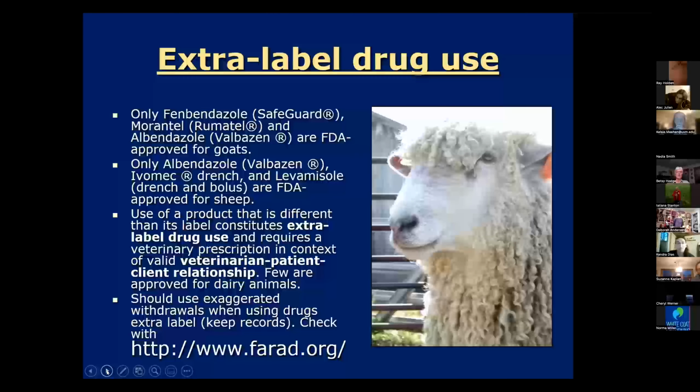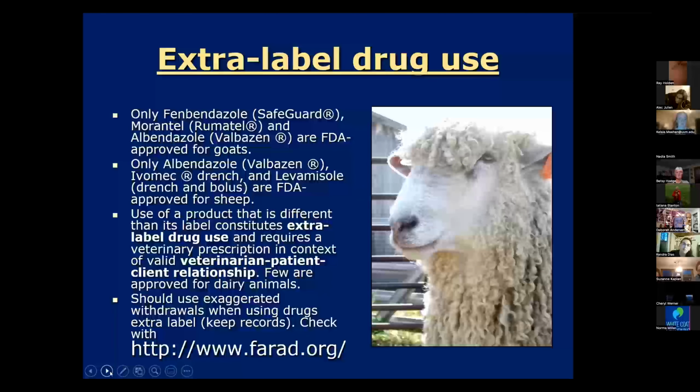Okay, next slide. So often you may be ordering these through the mail, through Jeffers or Valley Vet, or there's a whole bunch of different companies, or through your veterinarian. We're almost always using these with extra label drug use, which means that we're using them differently than the FDA label on that dewormer bottle or envelope says how to use it. Only fenbendazole, when it's marketed as Safeguard, Morantel, and albendazole are FDA approved for goats, and albendazole is actually only approved for goats for liver fluke.